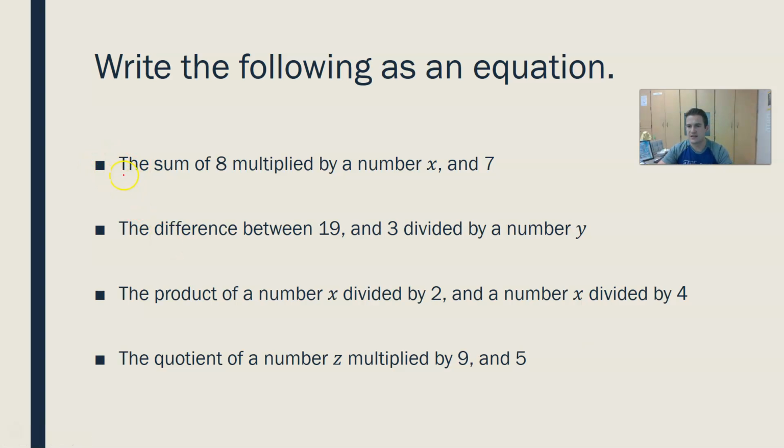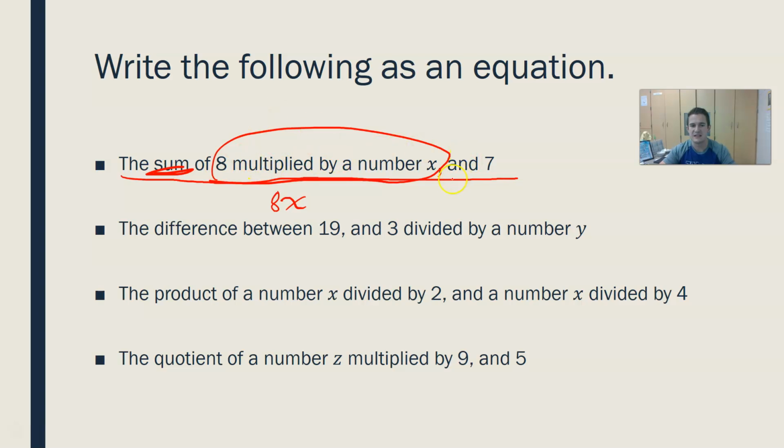So, for example, this one says, the sum of 8 multiplied by a number, and 7. So, 8 multiplied by a number x, that's going to be 8x. The sum of that and 7, sum is talking about addition, so I can write that as 8x plus 7. This is the sum, or the addition, of 8 multiplied by number x and 7.